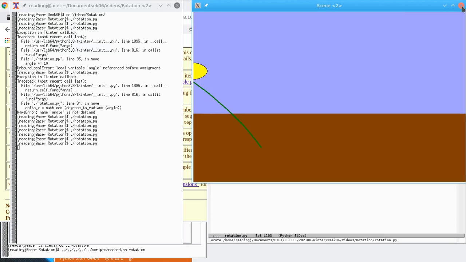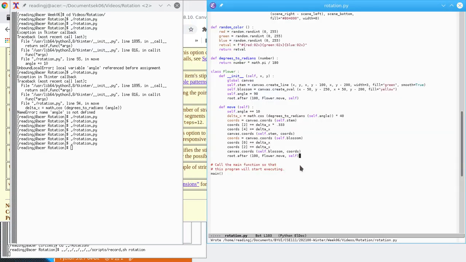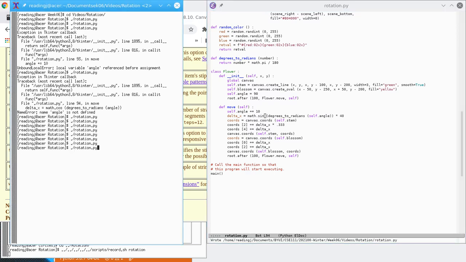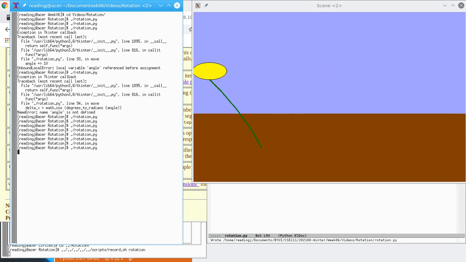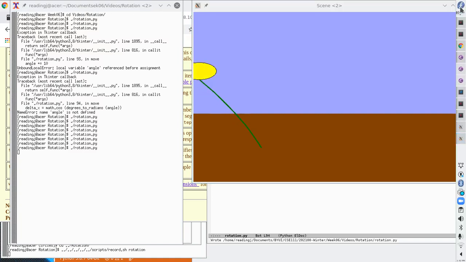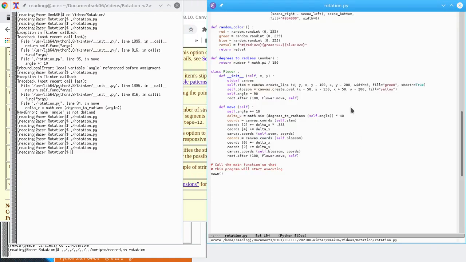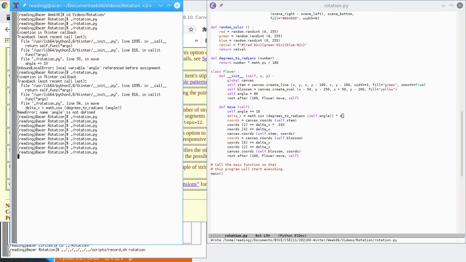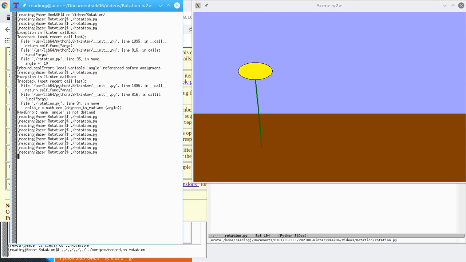Why didn't he go back to the right? Oh, I said cosine. I meant sine. Okay, let's try that. Yeah, that's close. I don't know why that's so big. Let's make it 4 and see what happens. Now he's just waving gently in the breeze.